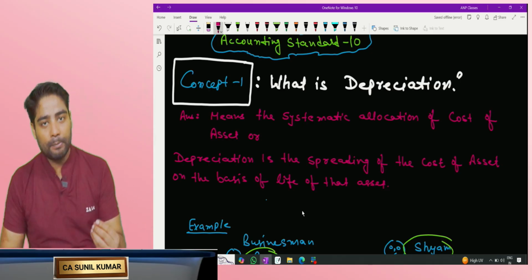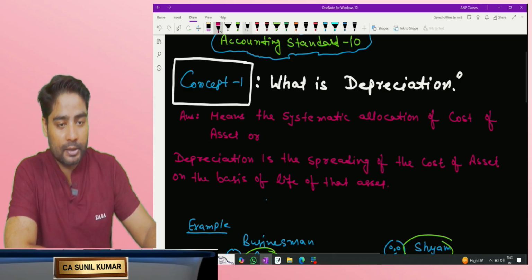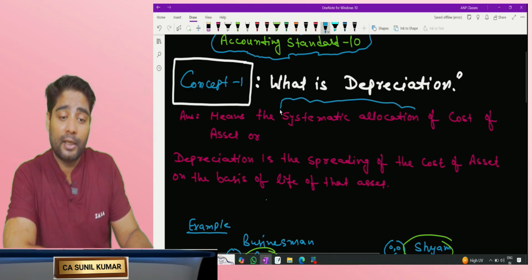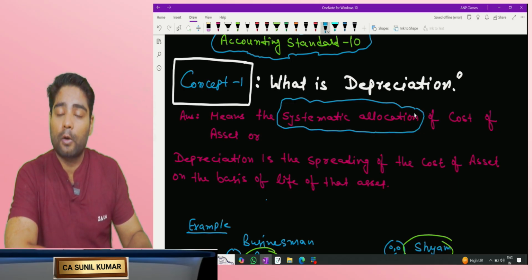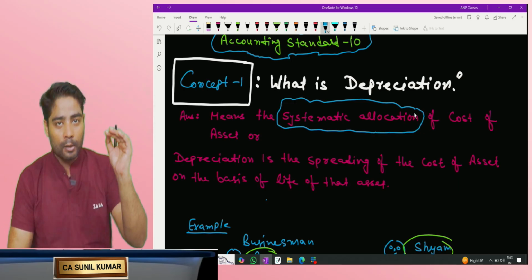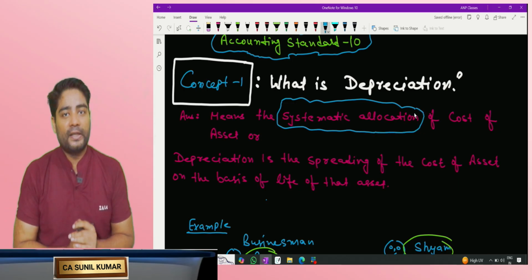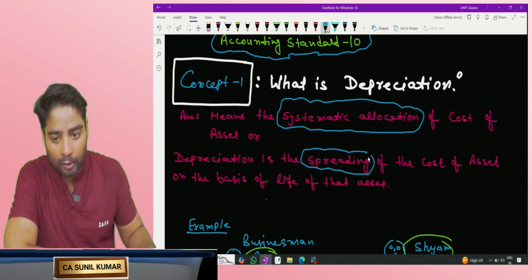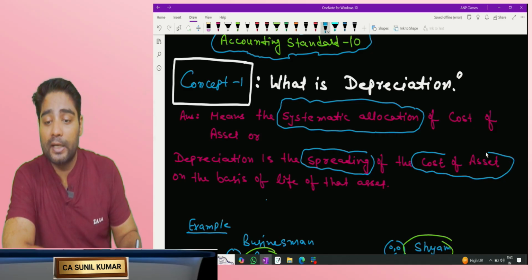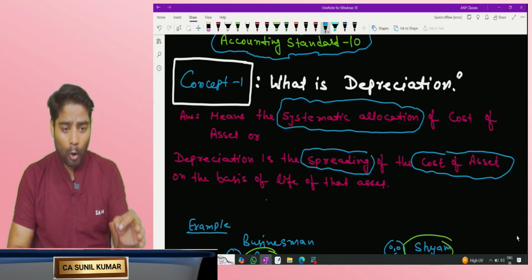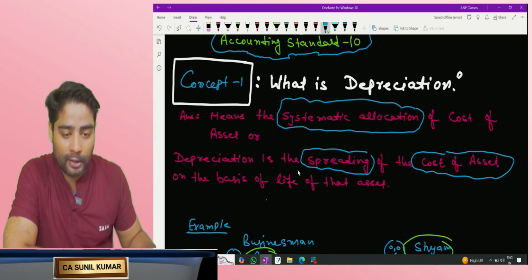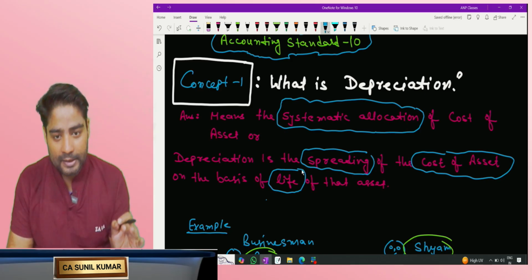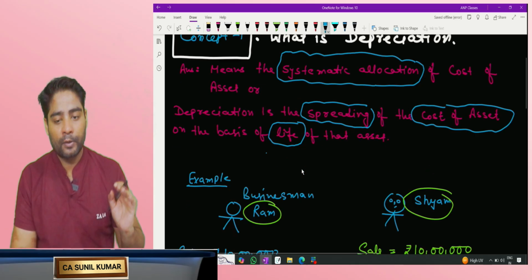So depreciation simply means systematic allocation of cost of assets, or in simple terms, it is the spreading of cost of asset. We spread the cost of asset on the basis of life of that asset. So depreciation simply means this.